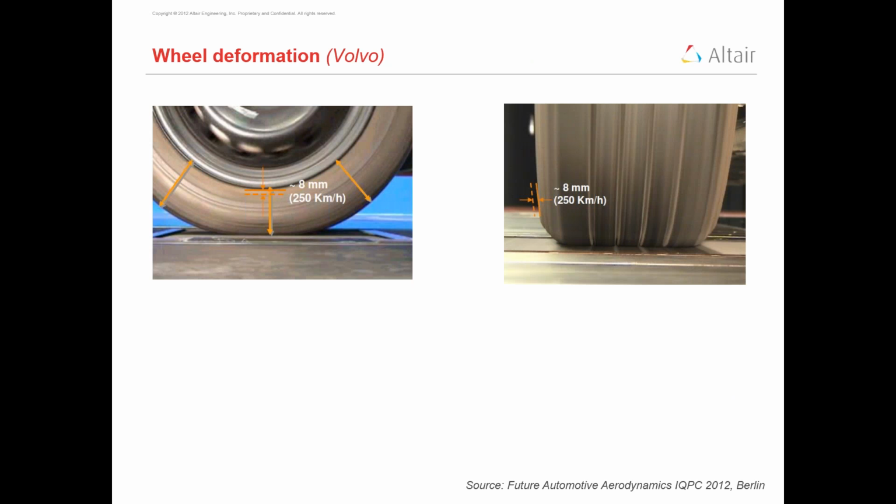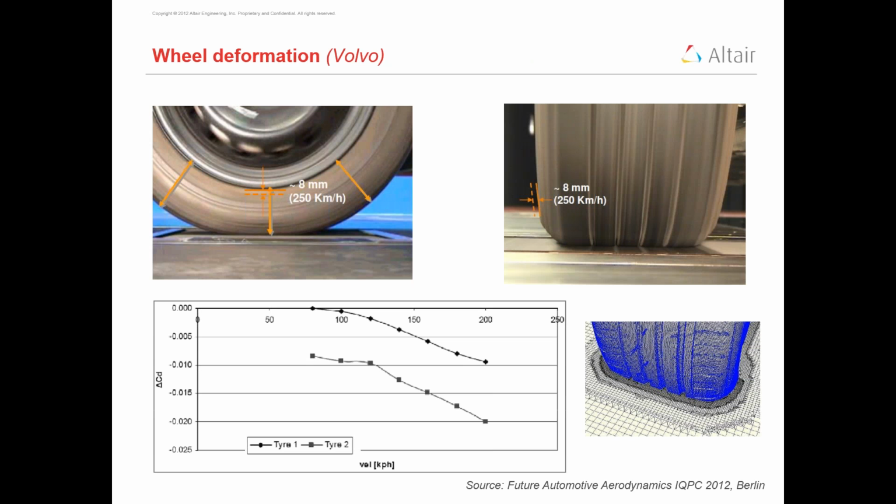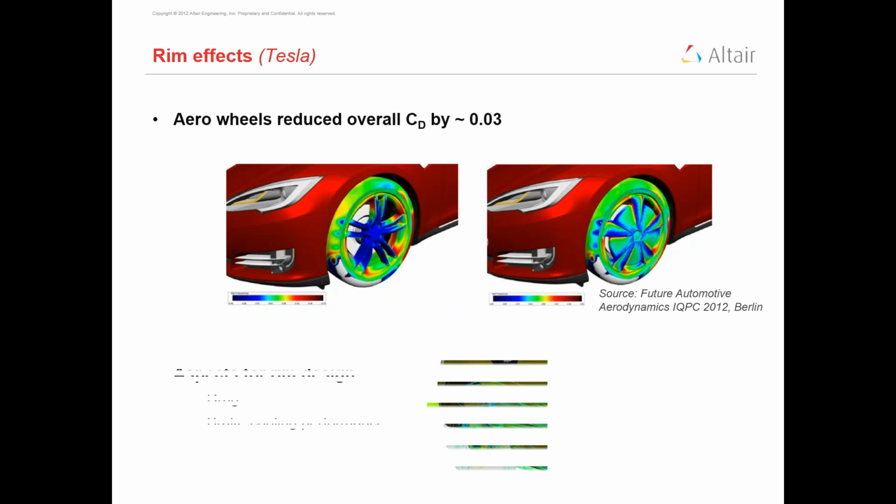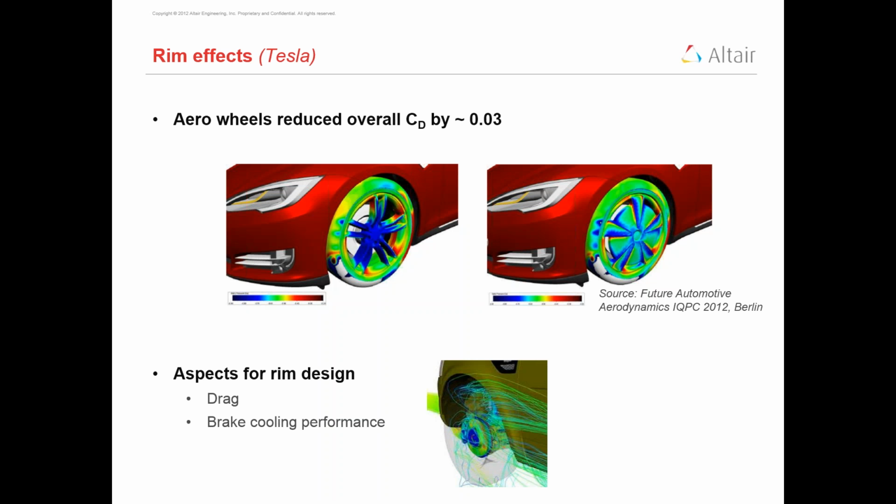So this is wheel deformation: how the wheel deformation occurs over the aerodynamics, and how we handle it in the meshing part. Then aero wheels reduce overall drag. You can see how the frame over the wheels, basically the rim wheels and wheel frame, contribute to a large part of the drag. So how these aspects of rim design are done is to make sure that your drag and brake cooling performance are quite good.